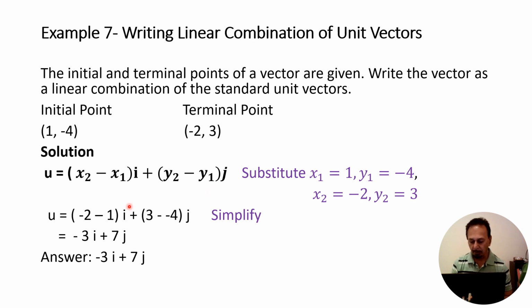So now x2 is negative 2 and x1 is 1, and then multiply with i. Similarly, you have y2 minus y1. So we simplify, which gives you negative 3i, and this should be 3 plus 4, 7j. So that's the answer, negative 3i plus 7j. And that's the linear combination of unit vectors form.